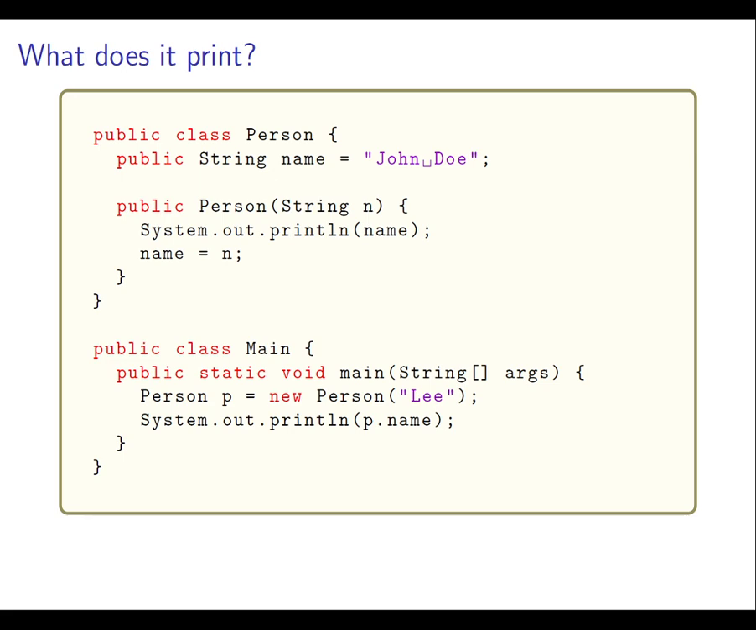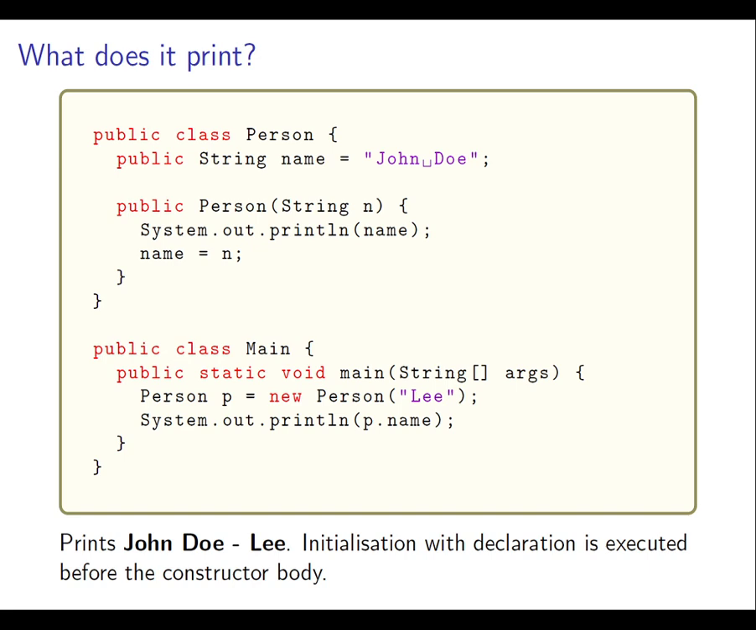What about this one? Think for a moment. Now, what have we got? We are going to print out first John Doe and then Lee. And the point is that the initialization with the declaration is executed before the constructor body. That's a slightly odd way to put it. What are we trying to say?